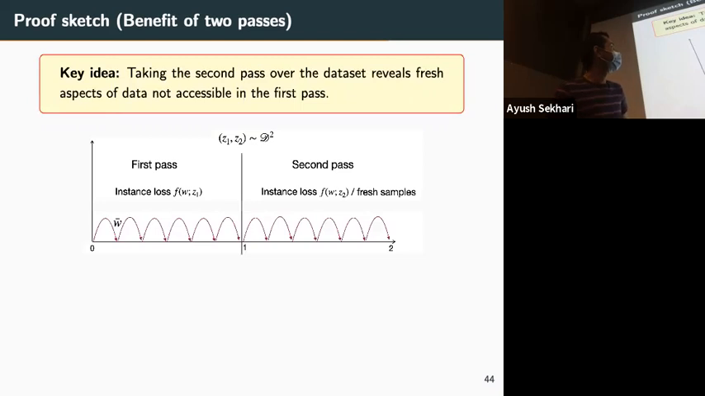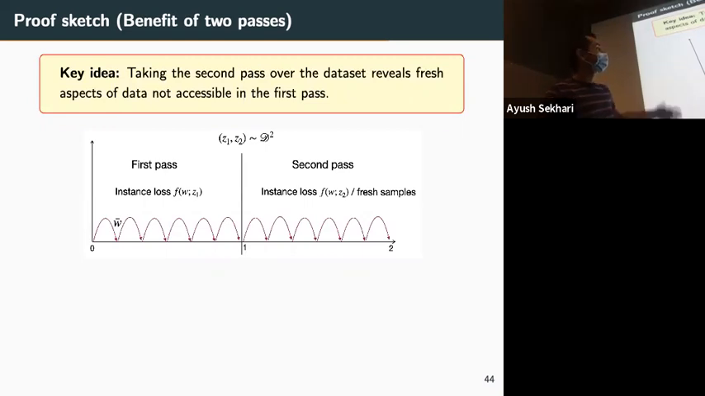I can quickly discuss the key insight for why this benefit of multiple passes comes from. In particular, we consider SCO problems where taking a second pass over the dataset reveals some fresh aspects of data which are not visible in the first pass. So a pictorial representation is here. Sorry for the poor quality.